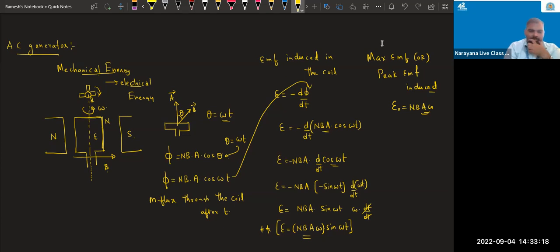So 1 by T3, how much? Take the sum: T1 minus T2 by T1 T2. So T3 value, how much? T1 T2 by T1 minus T2.